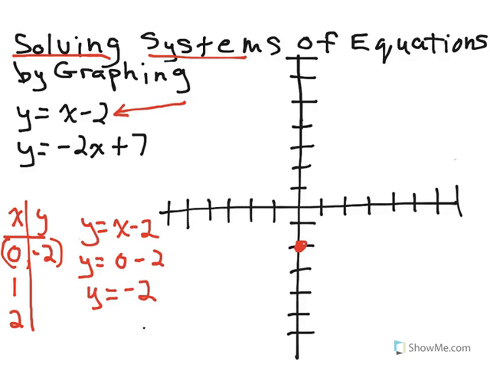Now let's replace x with 1. If x is 1, then y equals 1 minus 2, which is negative 1. There is another set of coordinates. We can plot that point, 1, negative 1.